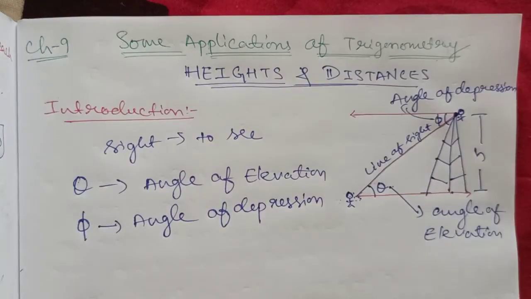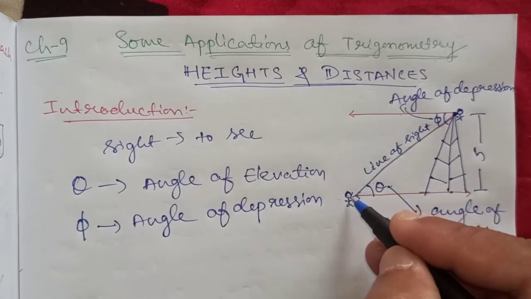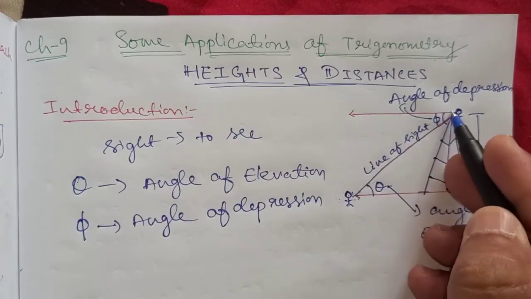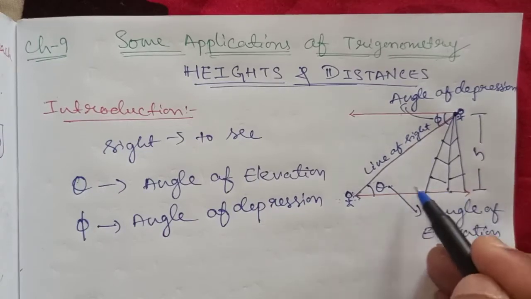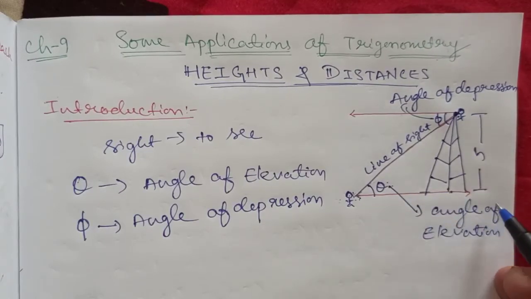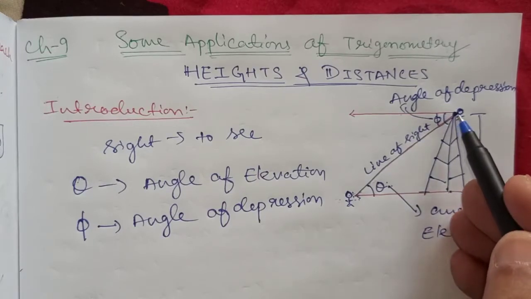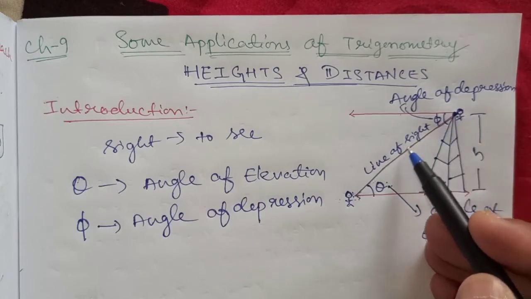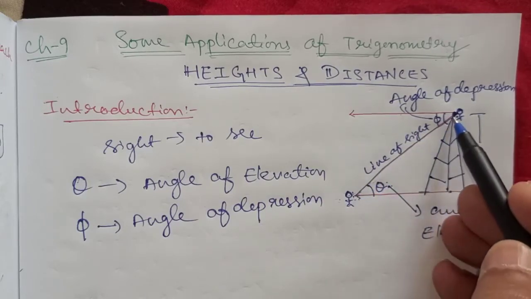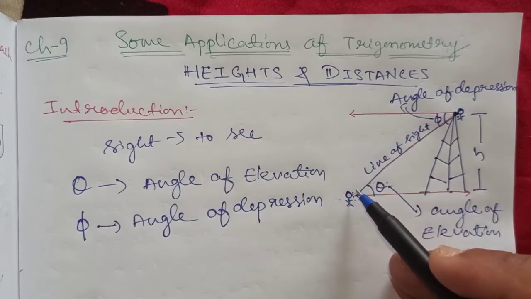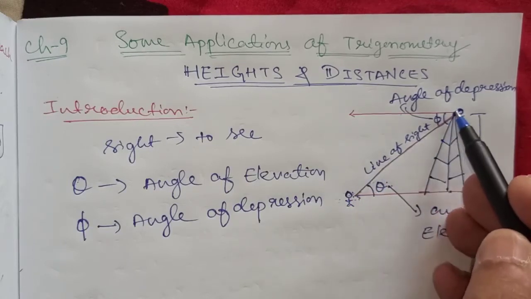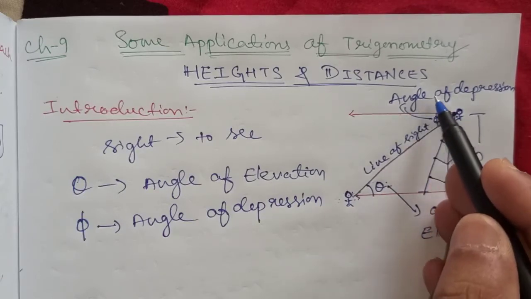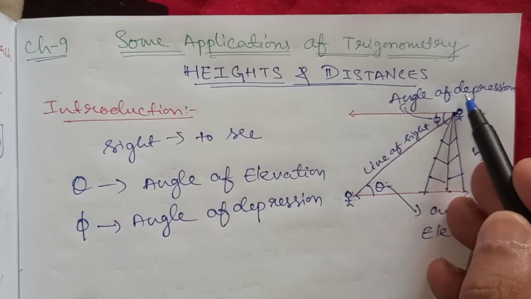So is it clear? If somebody is standing on the ground and observing the top of a tower or building, this sloping line and this horizontal line make an angle, and this angle is the angle of elevation. And if somebody is on the top of the tower or building and is observing down towards the ground, then the angle between this sloping line and the horizontal line is called the angle of depression. One more example I will explain.